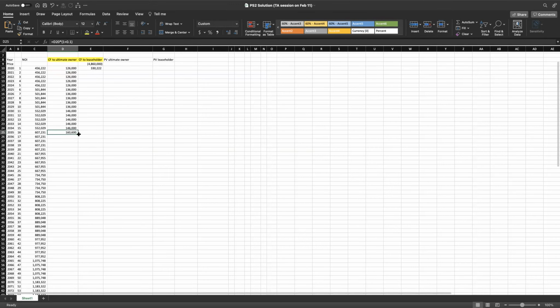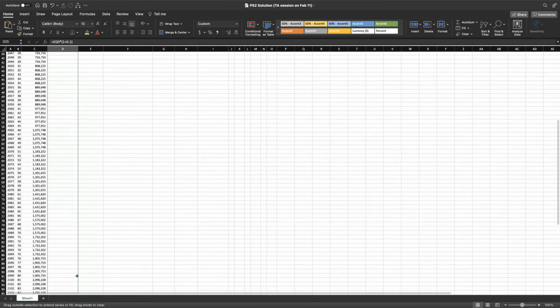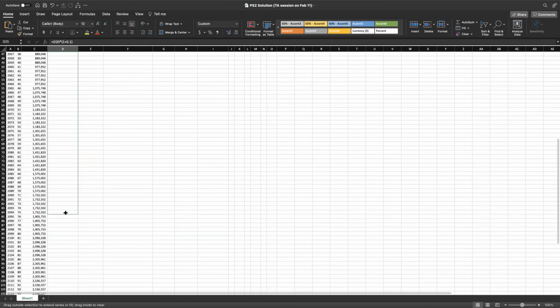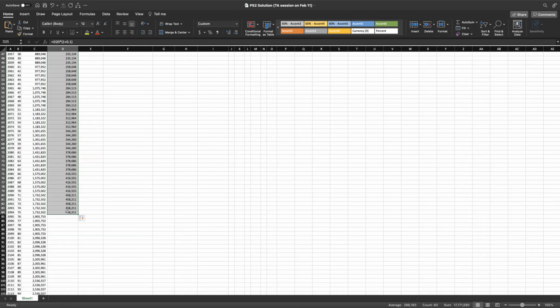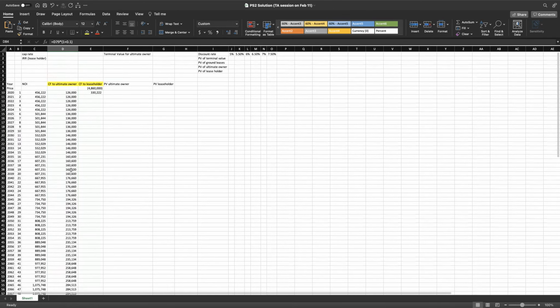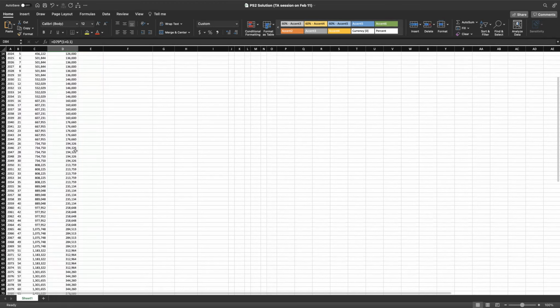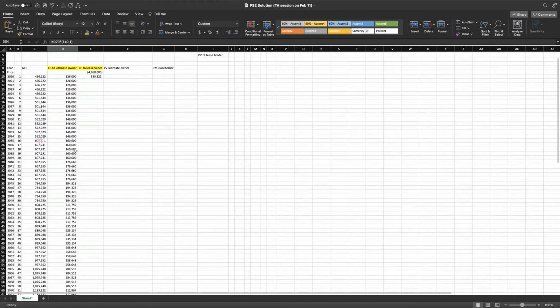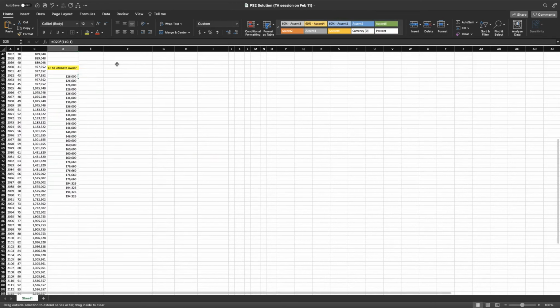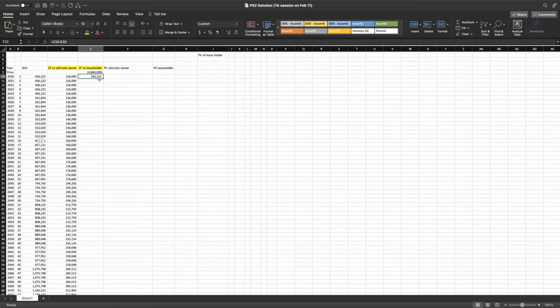keep growing until year 75. Where is year 75? Yeah, here. So this is the ground lease payment that will go to the ultimate owner. And the leaseholder will just get the residual that is deducted from the NOI. So the formula has been typed here. It's just NOI minus the ground lease payment.